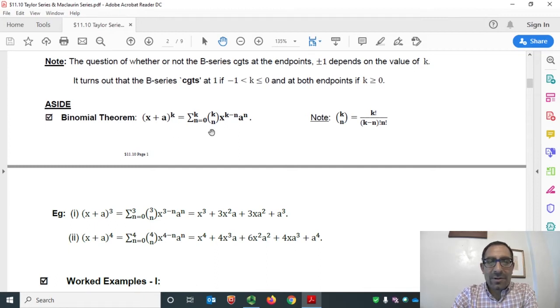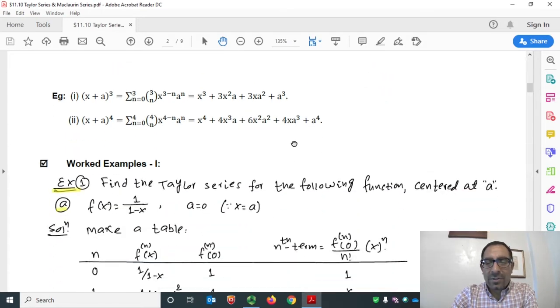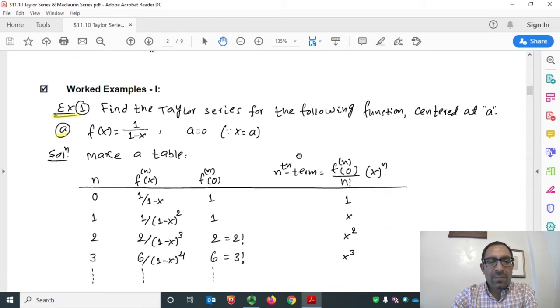Using this binomial theorem, we can expand (x plus a) to any power. So let's say (x plus a) to the power 10, we can expand easily. Great. So let's do some examples. Example 1: find the Taylor series for the following functions centered at the given value of a.